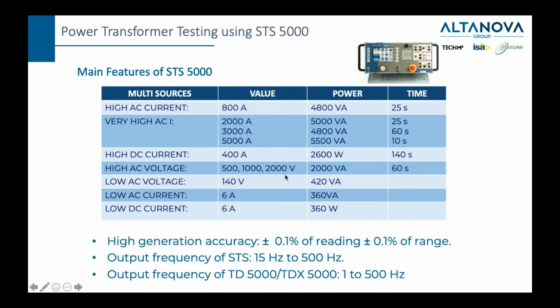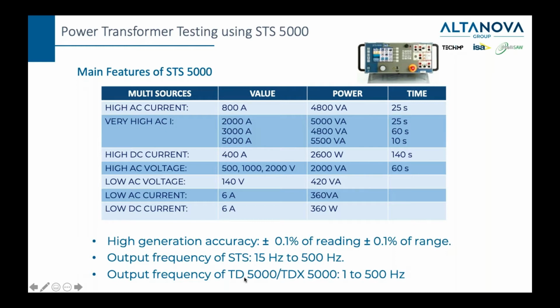And AC voltage of 2000 volts can be generated for 60 seconds if you're generating a higher current. If the current is lower, then you can do it indefinitely. And these are the powers of low current and low voltage outputs. What is important to mention is the accuracy, which is approximately 0.2% for most of the outputs, which is quite high, and the frequency range is from 15 to 500 Hertz.